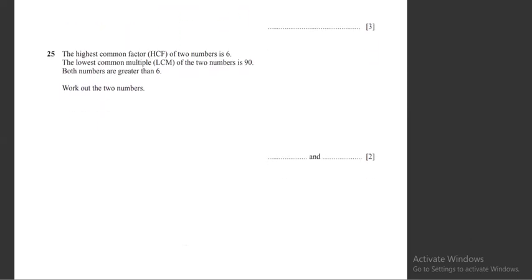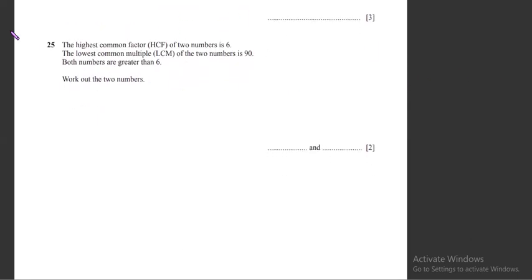Let's move on to question 25. The highest common factor of the two numbers is 6 and the lowest common multiple of the two numbers is 90. Both numbers are greater than 6 and we need to work out what those two numbers are. Now, when we consider the highest common factor and the lowest common multiple, the product of the highest common factor and the lowest common multiple is equal to the product of the two numbers.